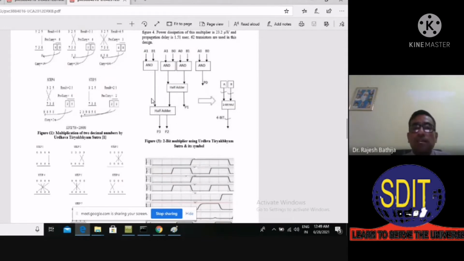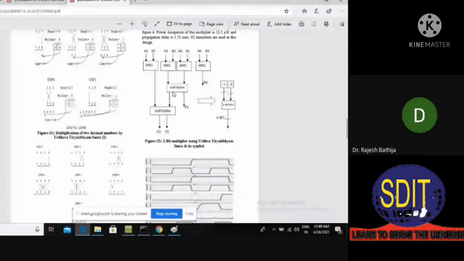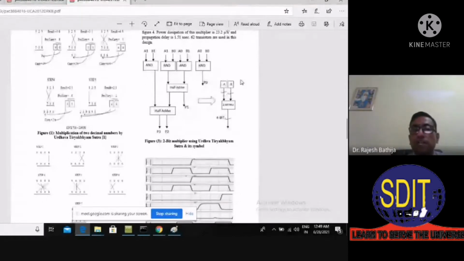I can also use the full adder here. But you know, the full adder requires a lot of transistors as compared to the half adder, right? So that's why we prefer to use the half adder here. Although if we are concerned about the VLSI implementation of it, it is preferable to use uniform adders. We cannot use a half adder sometimes and a full adder sometimes, because it will be difficult to generate a chip from it, right?